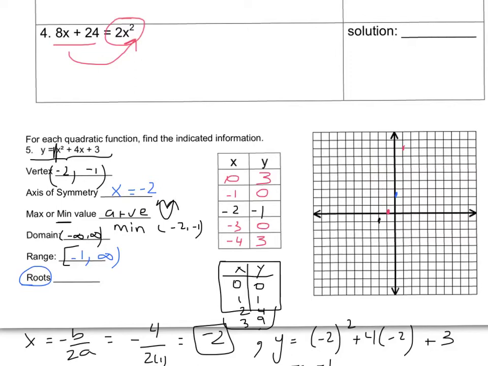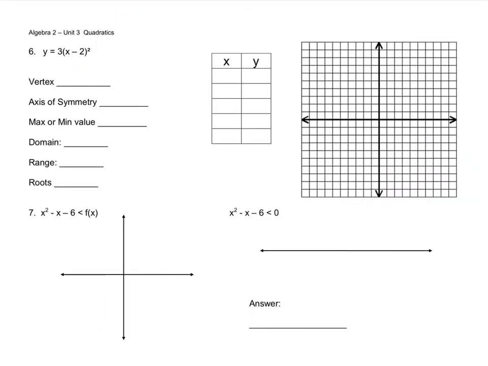As you can see, it's always going to be symmetrical. So you connect those points. And remember, we can do that, using the table of the parent function, because a is 1. So let's move on to the next.